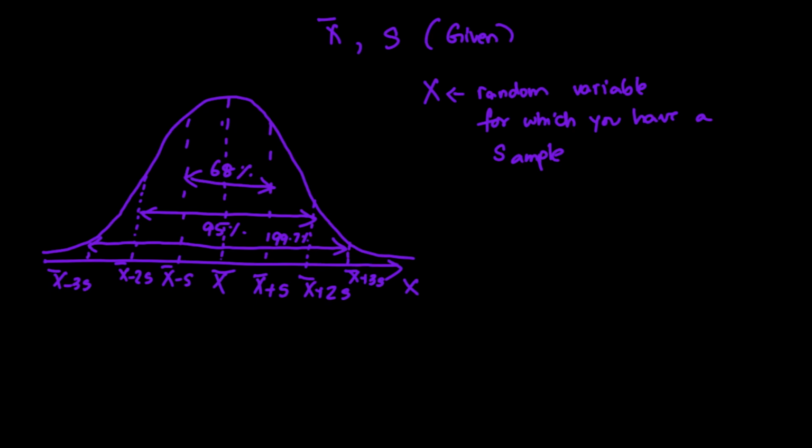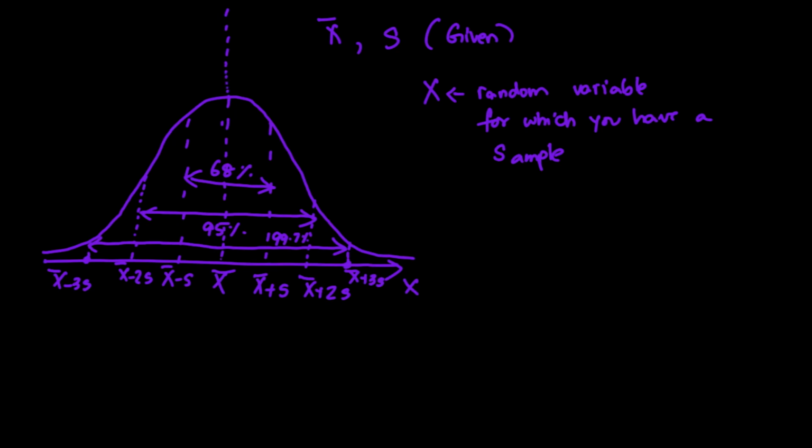So, any observation between x bar minus 3s and x bar plus 3s would have the probability of 99.7% of occurrence. For any observation between x bar minus 2s and x bar plus 2s, the probability of occurrence is about 95%, and for any observation that falls between x bar minus s and x bar plus s is about 68%.